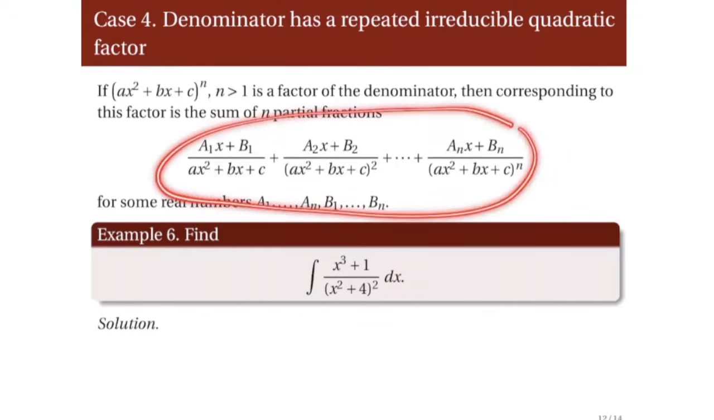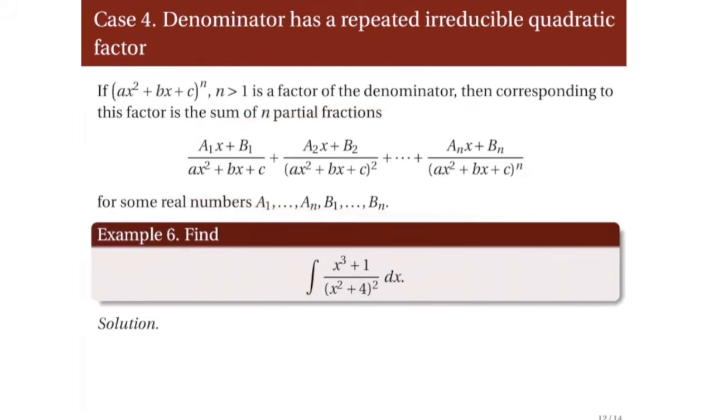So notice, para siyang yung case number 2, na meron kang ax squared plus bx plus c, ax squared plus bx plus c squared, and so on and so forth hanggang ax squared plus bx plus c to the n. Pero since quadratic factor, nagko-correspond yung mga yan, then yung numerator nila would be a linear expression, at most linear, a1x plus b1, a2x plus b2, so on until anx plus bn, where ai's and the bi's are real numbers.